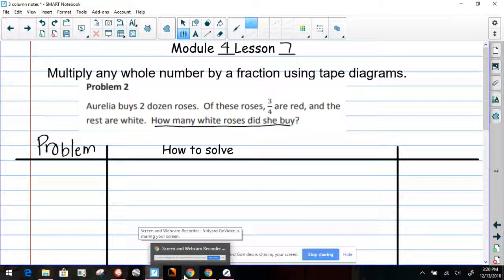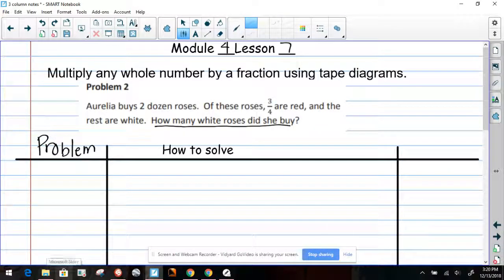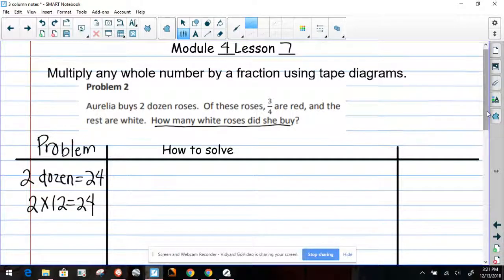Okay, so now the first thing we gotta do is set up the problem in this way. We gotta first find out the information. What is the 2 dozen of roses? Those of you who know that 1 dozen equals 12, you have to multiply 2 times 12, and that will be 24. So on this problem, we have 24 roses.